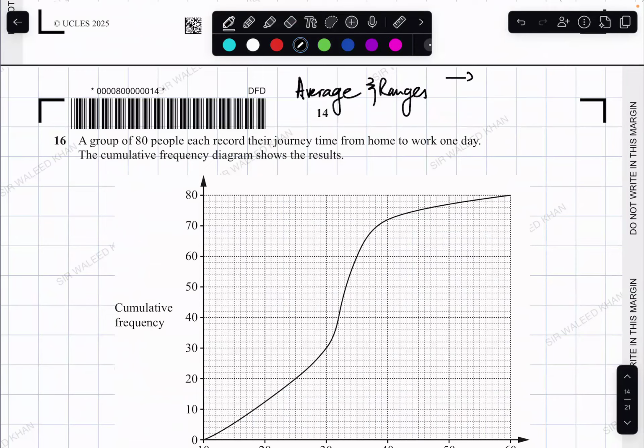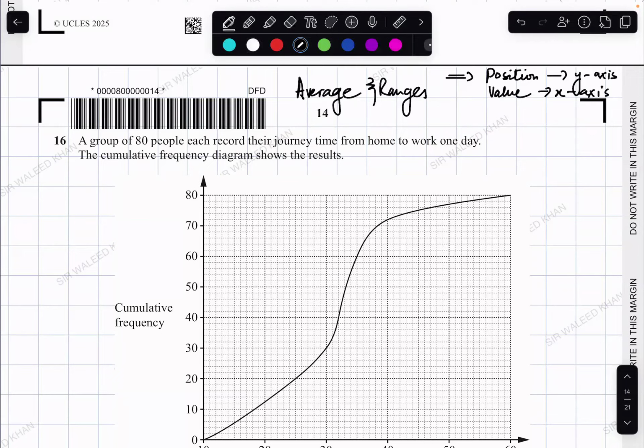Averages and ranges. How will you deal with this? You will figure out the position on the y-axis, the position of averages and ranges, and the value exists on the x-axis. So you figure out the position of it from the y-axis, go towards the graph, and look at the x-axis. That will be the value.